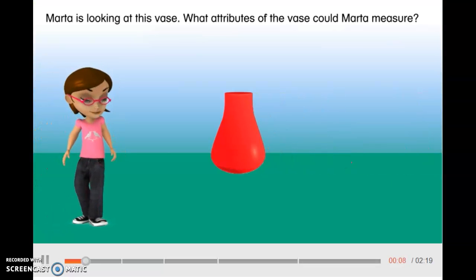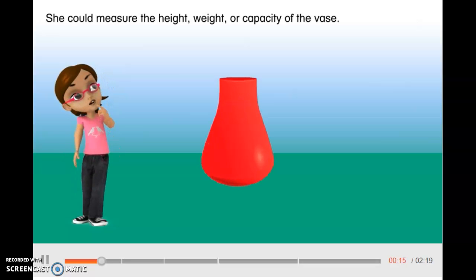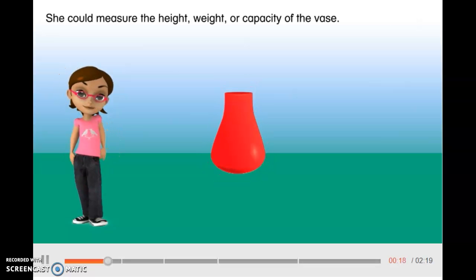Marta is looking at this vase. What attributes of the vase could Marta measure? She could measure the height, weight, or capacity of the vase.